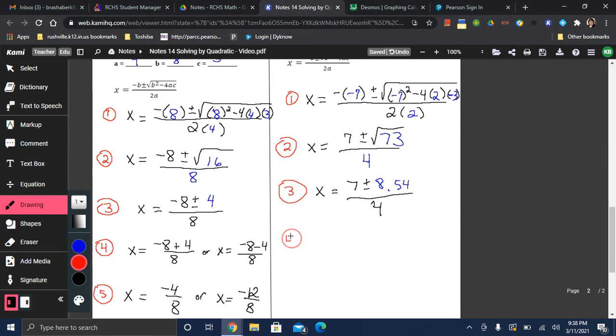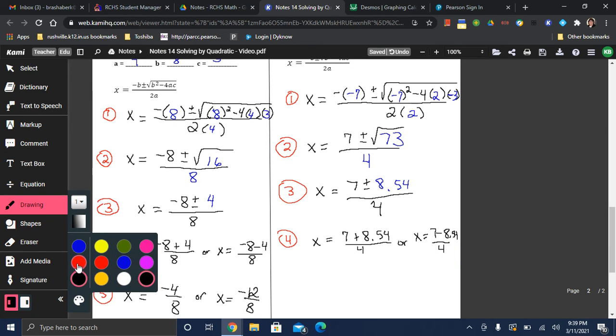Line 4 will have x equals. So we'll split it up now, 7, and we'll just use the plus sign, 8.54, and the bottom's going to be a 4. Or we'll have x equals our fraction, and then we could use the minus sign. So 7 minus 8.54, and this is over 4. All right, so there's line 4. Line 5.